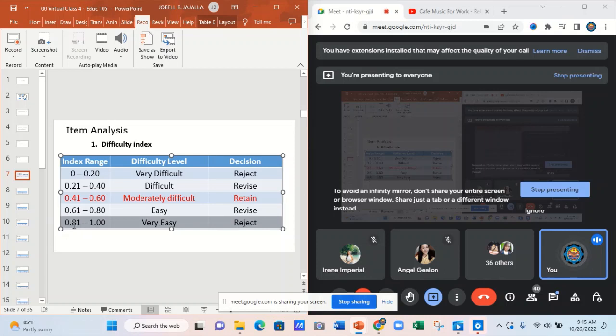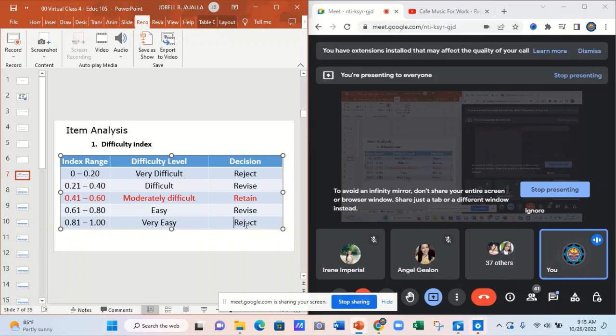Like this one, the range for the difficulty index is 0.81 to 1.0. That is categorized under the very easy item. And if the item is very easy, class, our decision for that is automatically reject. Rejection means we totally replace the item, we delete the item, no? And then totally replace that with a new one. That is what rejection means.